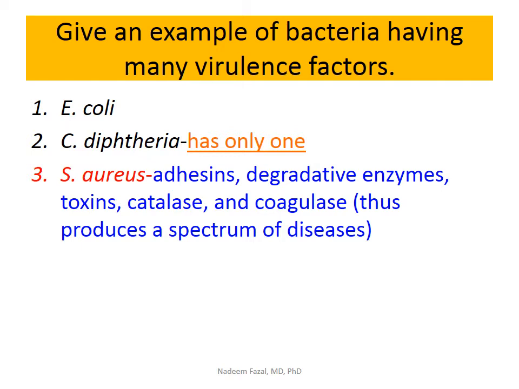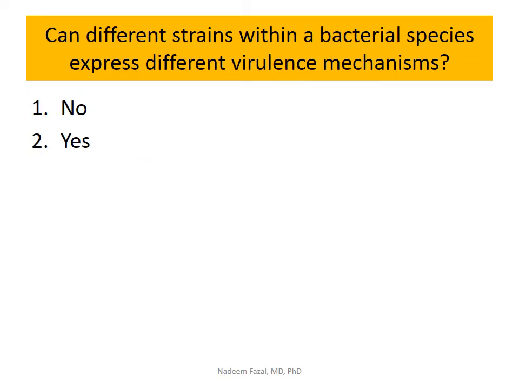So this means it's going to go after your skin. That's why you see that kind of a spectrum of skin diseases in terms of a boil, furuncle, impetigo, all different kinds of ability of this particular bacteria to cause disease, because they have more than one virulence factor. And C. diphtheriae, you saw, had only one, so it was easy for us to deal with that.